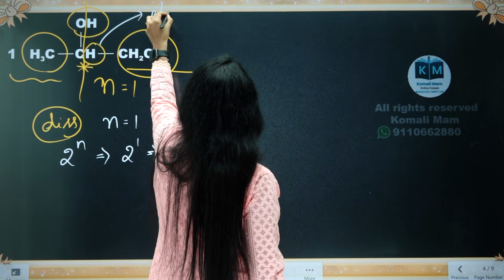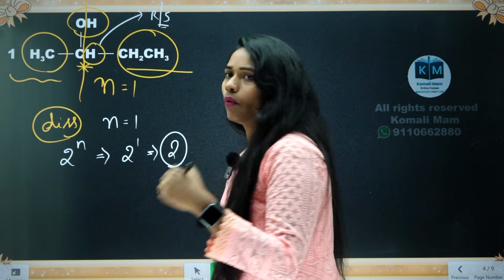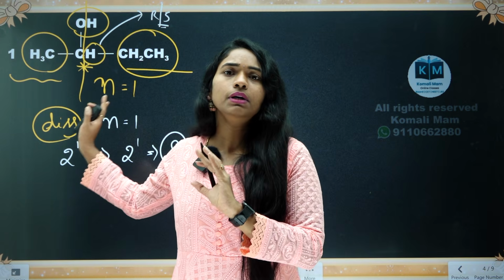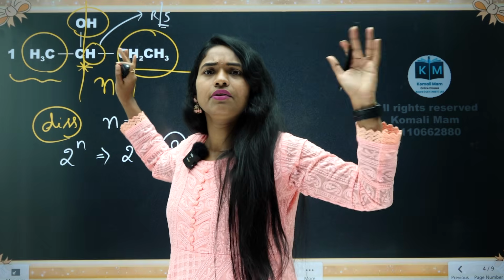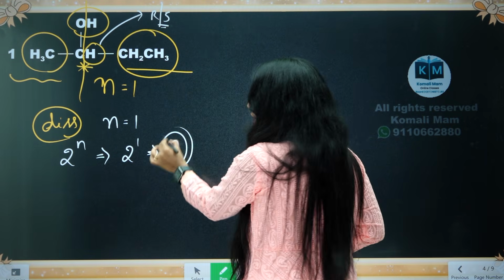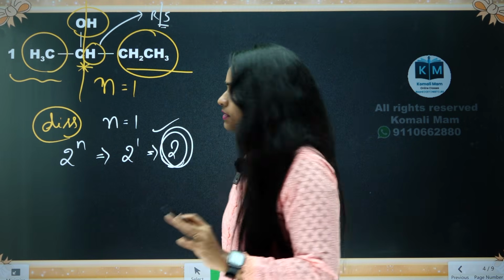One is R or one is S. Anything. One R, one S are possible to that. What is R, what is S? Later we see. This is how many optical isomers you have to find it out. That is the concept. Okay.